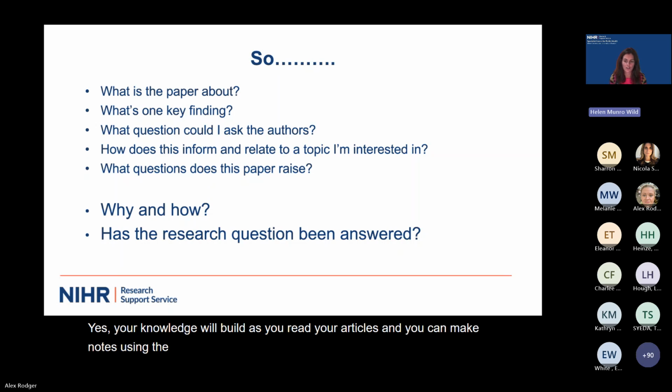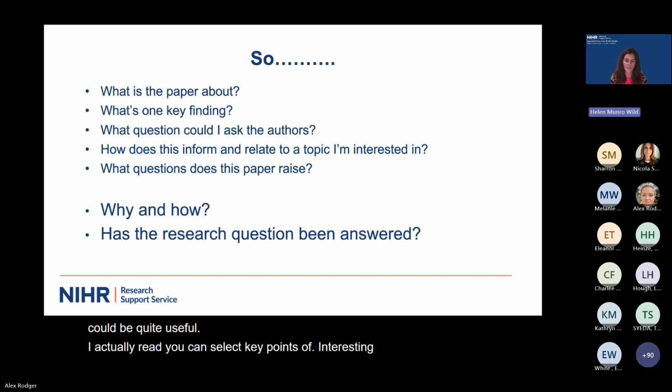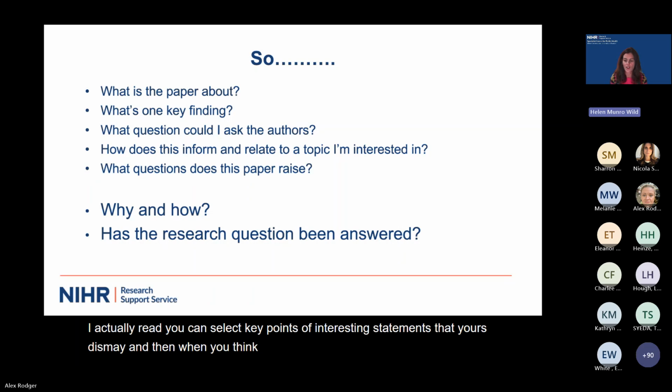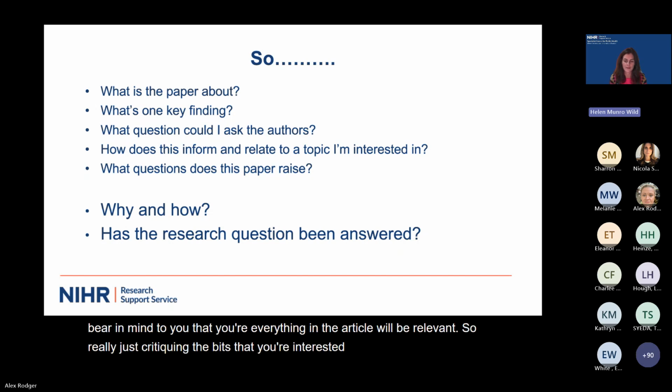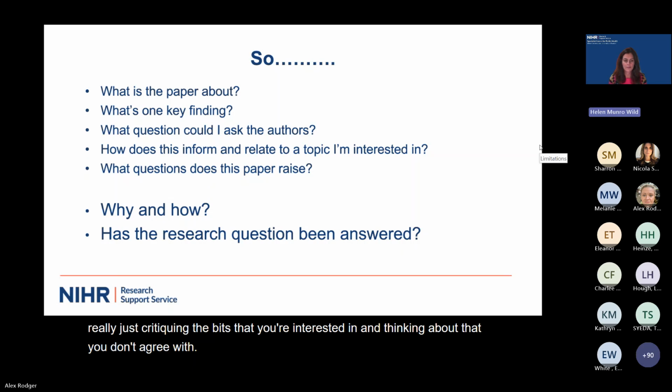and you can make notes using the headings that I've included here as you read through, which I think can be quite useful. As you read, you can select key points or interesting statements that the authors make, and then really think about the why and the how. And just bear in mind too that not everything in the article will be relevant. So really just critique the bits that you're interested in and think about perhaps the bits that you don't agree with. Next slide, please.